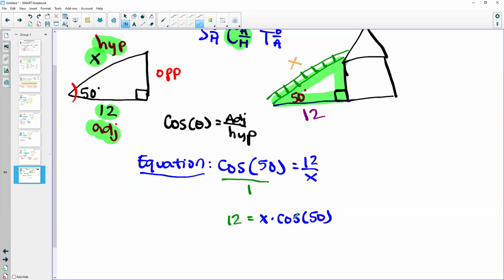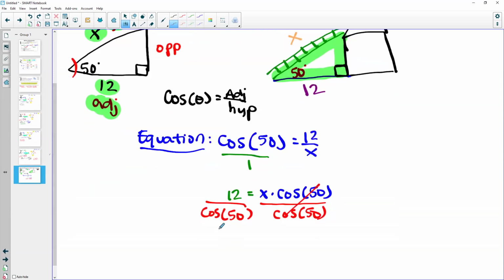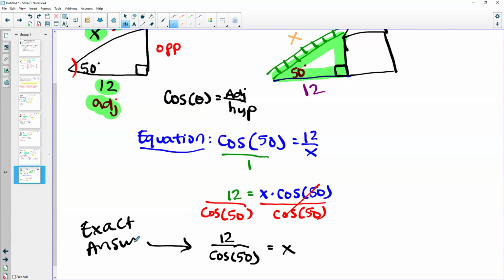Right? Here we see that the x is not by itself, so we need to cancel some stuff out. X times cosine of 50, we're going to cancel the times cosine of 50 by dividing by cosine of 50. And now this cancels, and we're left with 12 over cosine of 50 is equal to x. Okay, that right there represents your exact answer. Right, but this question asked us to round, right?